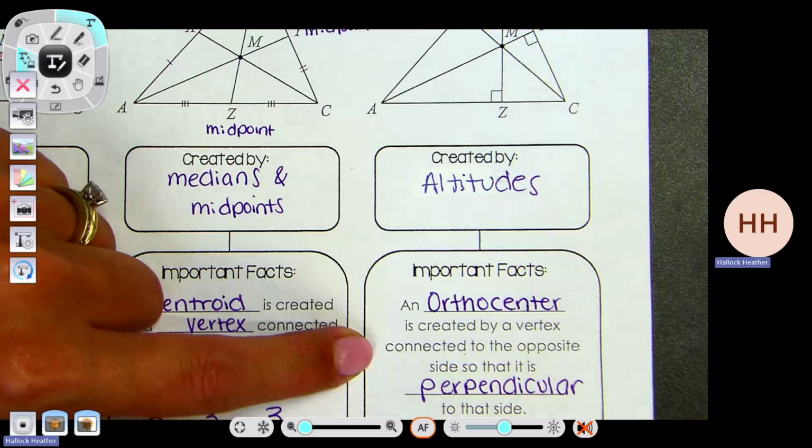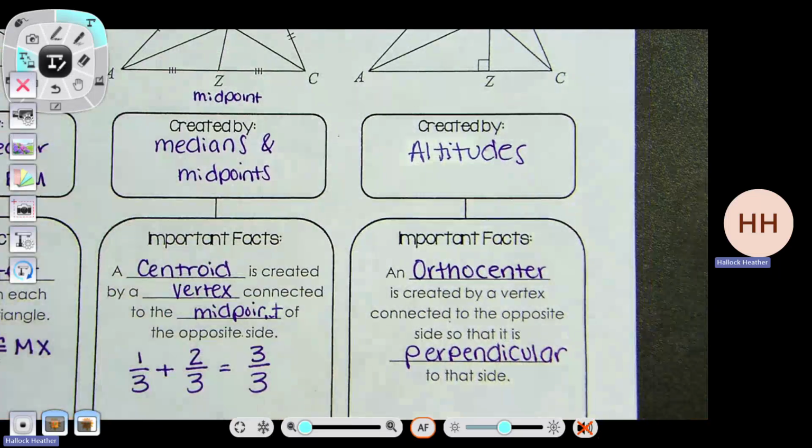Perpendicular means it's creating a right angle because it's the height going straight down, making a right angle. So it represents your height, kind of like at the doctor's office, where you're standing straight up. That's why it's perpendicular to the ground. And it just represents your total height.